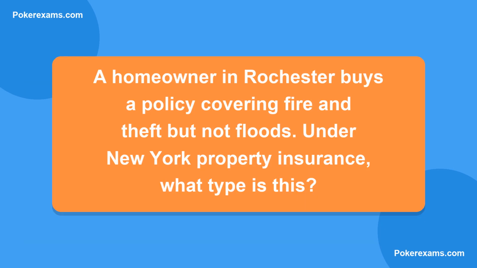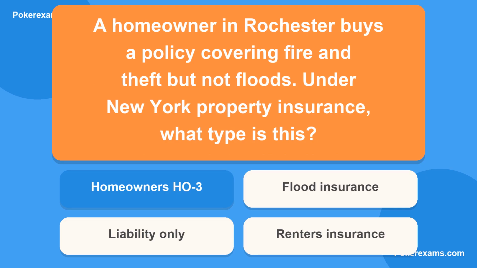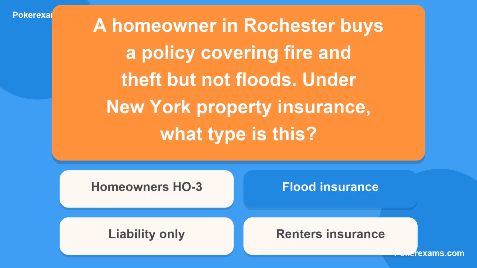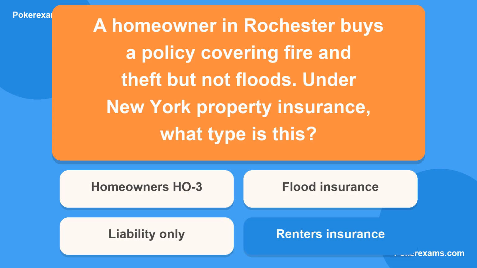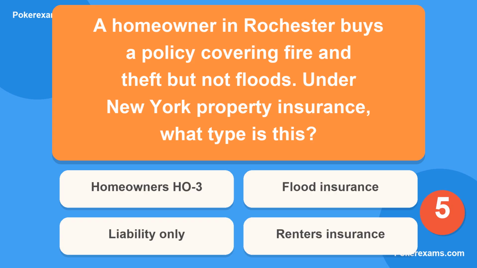Next question. A homeowner in Rochester buys a policy covering fire and theft, but not floods. Under New York property insurance, what type is this? Is it A, homeowner's HO3? Or B, flood insurance? Could it be C, liability only? Or lastly, D, renter's insurance?